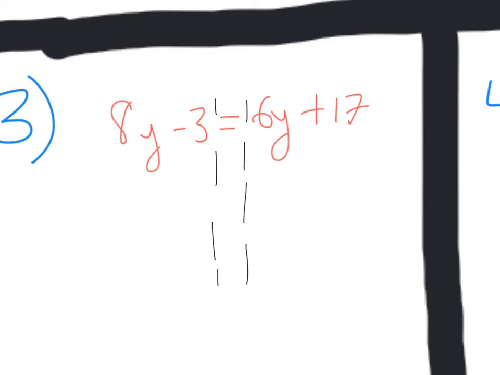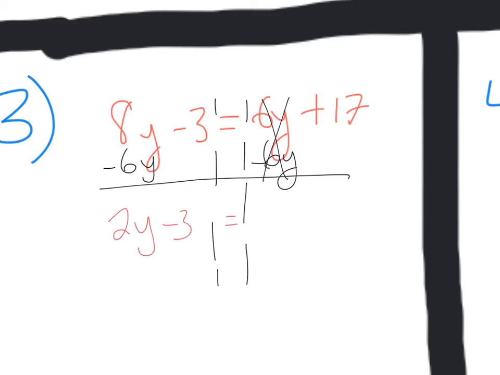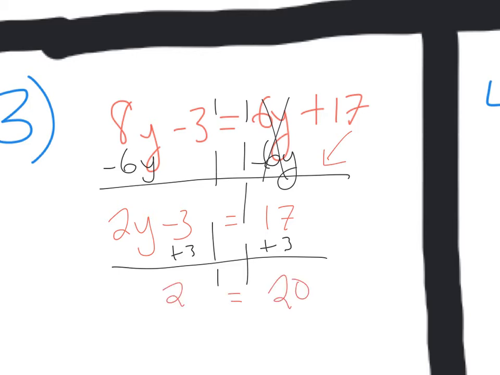Let's start out by subtracting 6y from this side and from the other side. That cancels out. We are left with 2y minus 3 on this side, equal to, go ahead and bring that 17 down. Now this is just a two-step equation. Add 3, add 3. Remember, we're doing the reverse order of operations here, so we need to add this before we divide out the 2 in front of the y. That gets you 20 on the right-hand side, and that's equal to 2y.